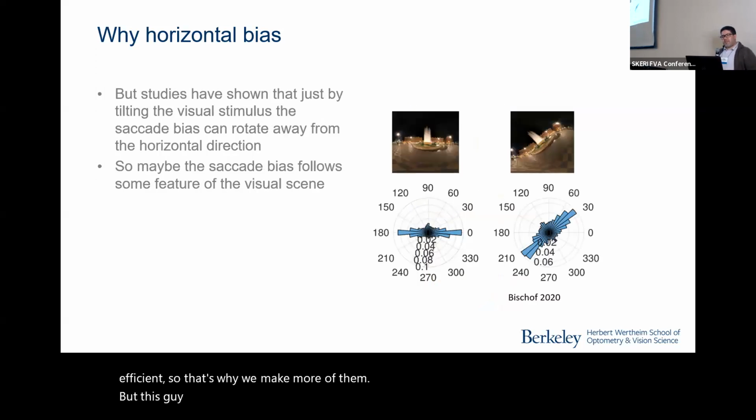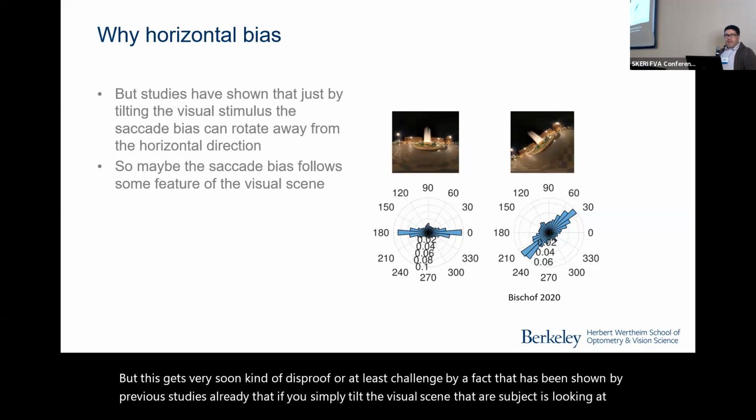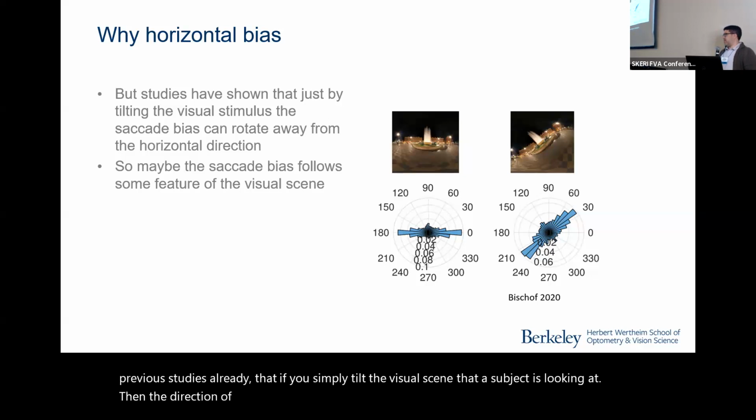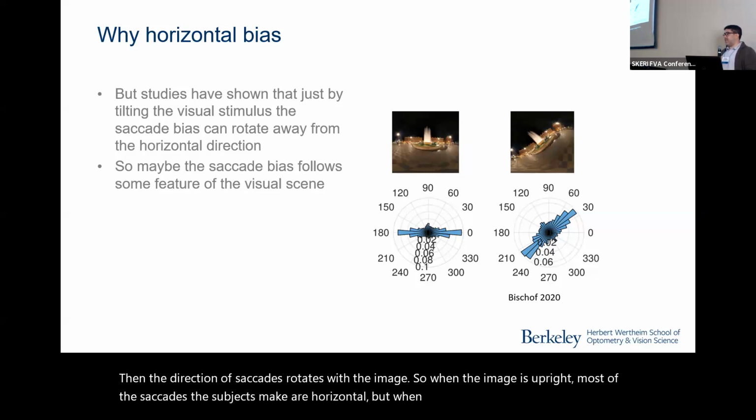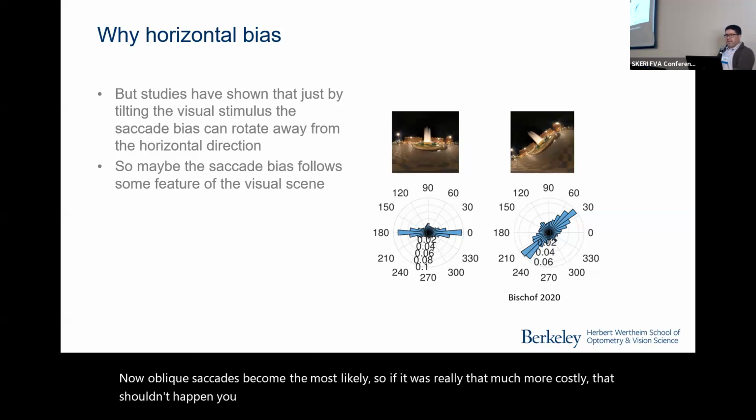But this gets very soon kind of disproved, or at least challenged, by a fact that has been shown by previous studies already, that if you simply tilt the visual scene that a subject is looking at, then the direction of saccades rotates with the image. So when the image is upright, most of the saccades the subjects make are horizontal, but when the image is tilted and the head is still upright, now oblique saccades become the most likely. So if it was really that much more costly, that shouldn't happen. You should still make saccades horizontally most of the time.